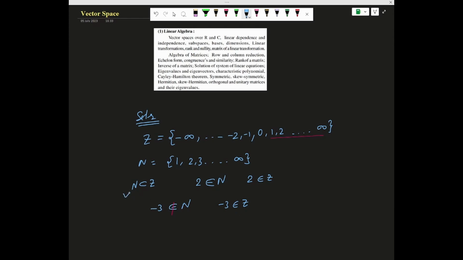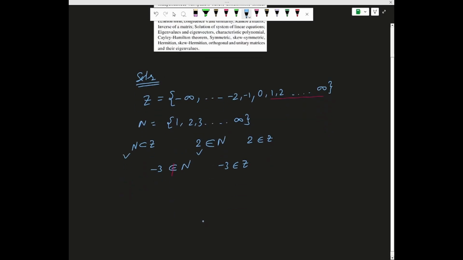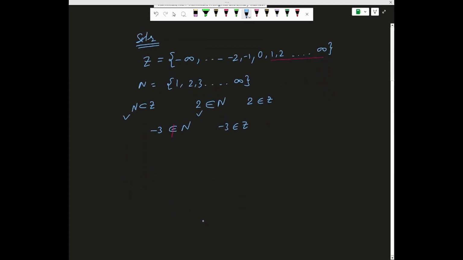So that is subset, and whether a particular element belongs to a set or not. These are a few basic things. We have already gone through these in 11th standard. I guess we should not waste time here. Let's move further to check the other things also.